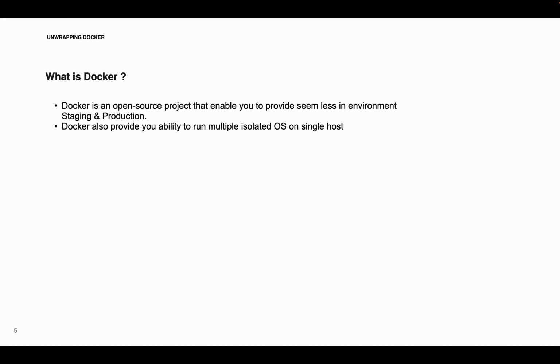Docker also provides the ability to run multiple isolated OSes on a single host. Let's say one of your applications runs on CentOS 5.6, or in other words, requires PHP 5.7, and next you have another application that requires PHP 7.2, and many other applications that require different versions of software. In that case, what will you do? Will you spin up multiple operating systems or multiple virtual machines? No. The solution is Docker.